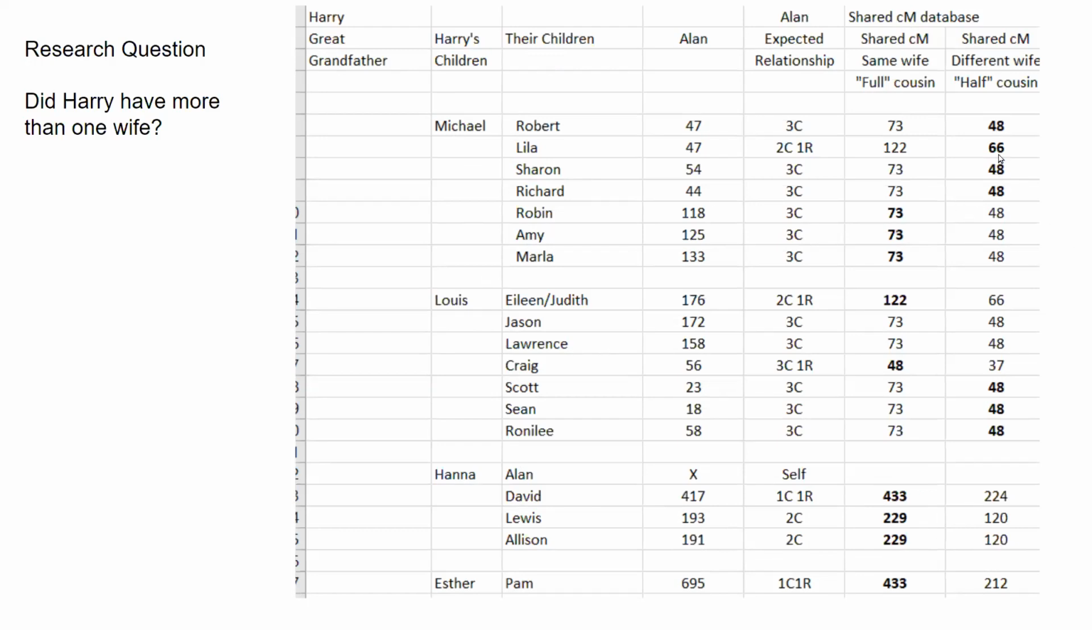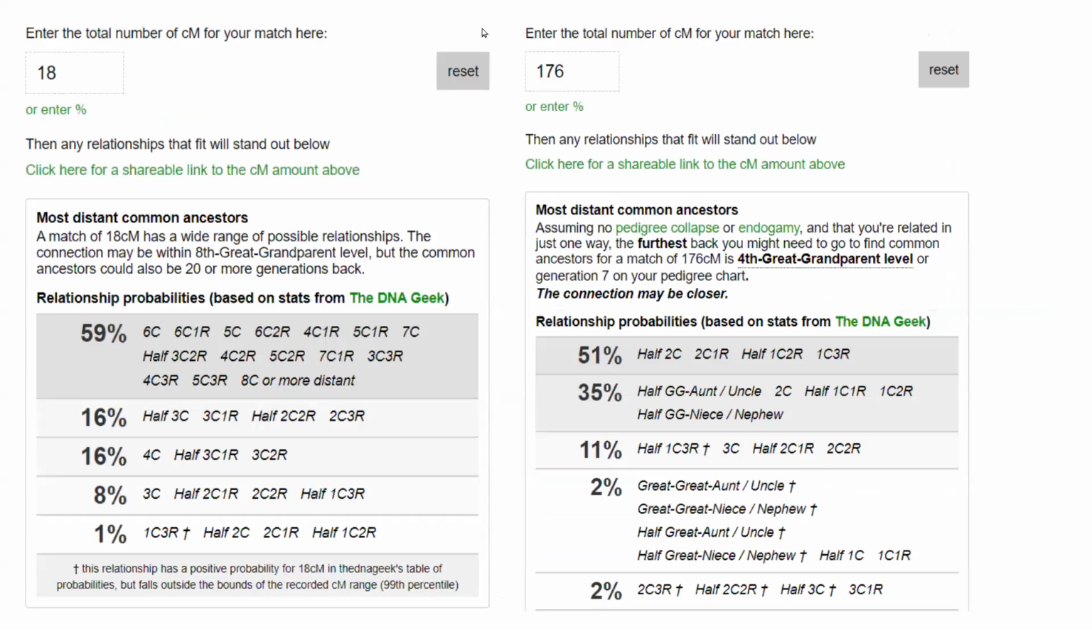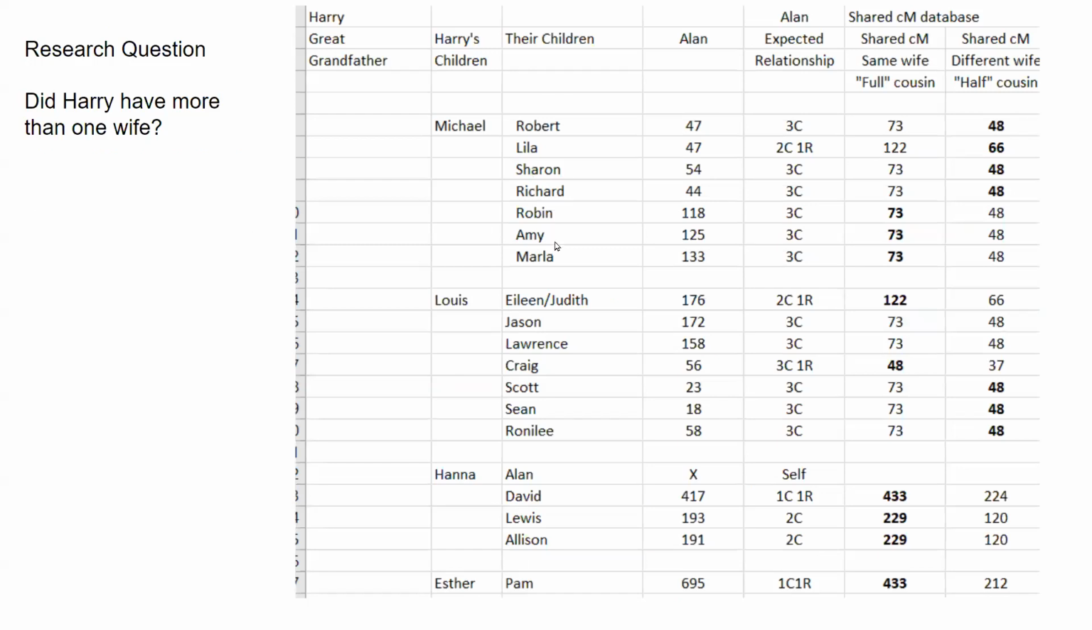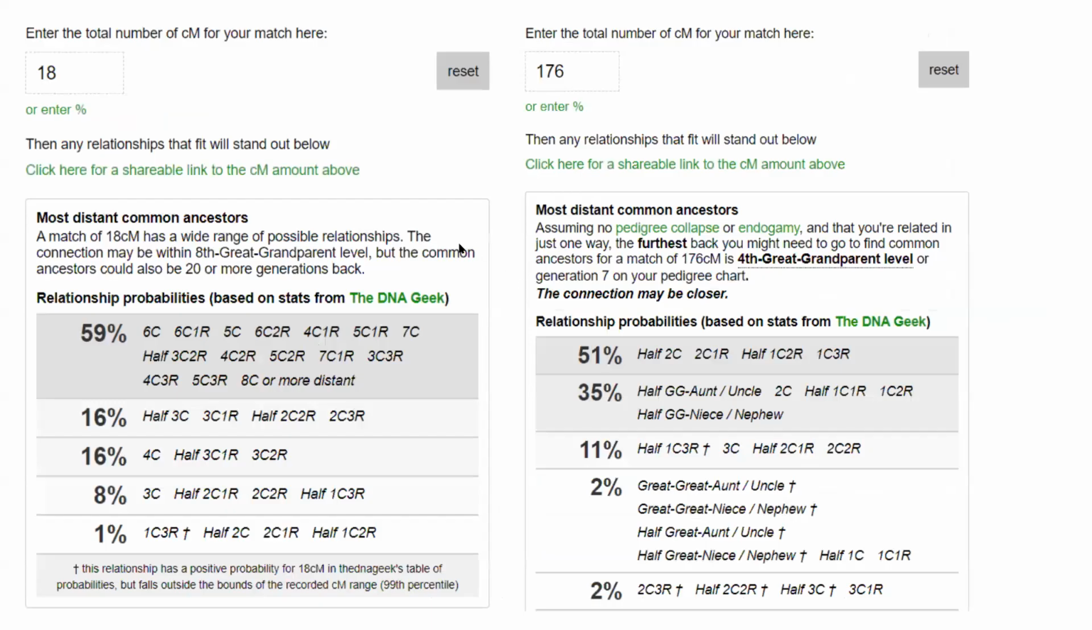So in looking at that, I have one column that's the shared Centimorgans expected from a half cousin, another the shared Centimorgans from a full cousin. Now let's go back and put those numbers in. So the place I'm picking is Lewis's children, where the smallest number was 18 and the largest number was actually 172, but 176 is what I put in.